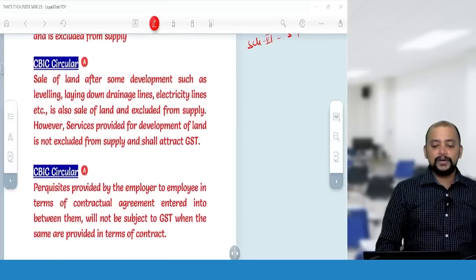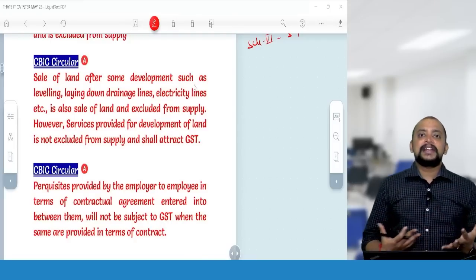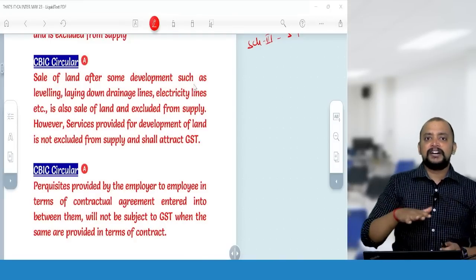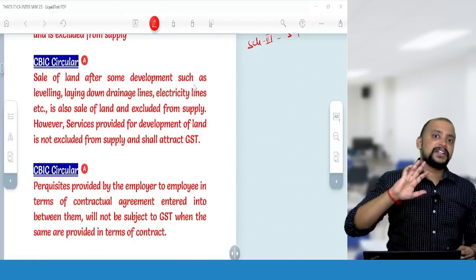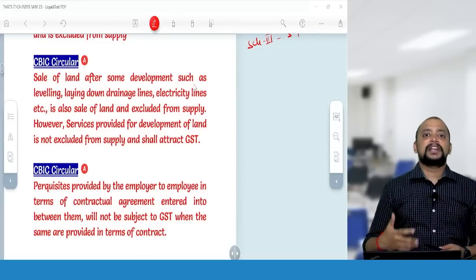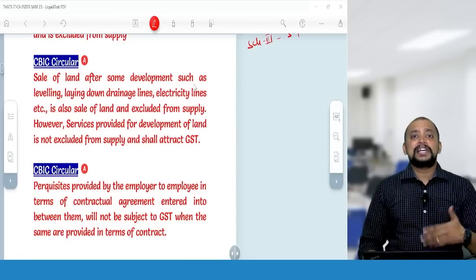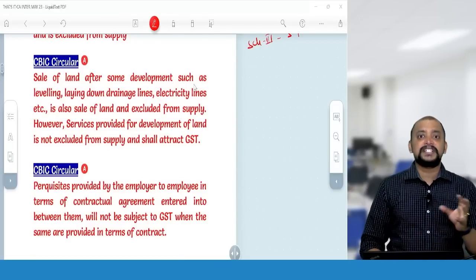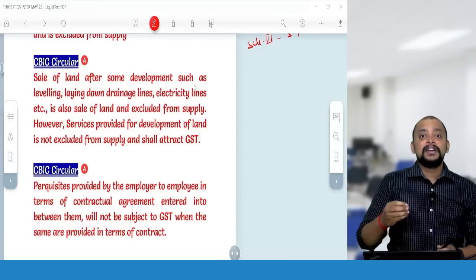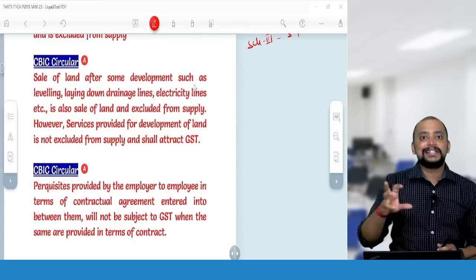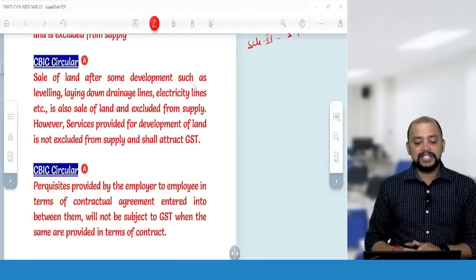Then there is one circular here, sale of land after development. That is, I am purchasing a land and in that land I am doing the development, like leveling and then putting the roads and then electrical lines, etc. And thereafter I transfer this land to some other person, like plots. Now also it is sale of land only. So sale of land as such or sale of land after development, both will be sale of land, which is excluded from supply. However, one person will be providing the services by way of leveling or laying down the lines or drainage lines, etc. So that activity will be covered under supply. Okay, that will be chargeable to GST.